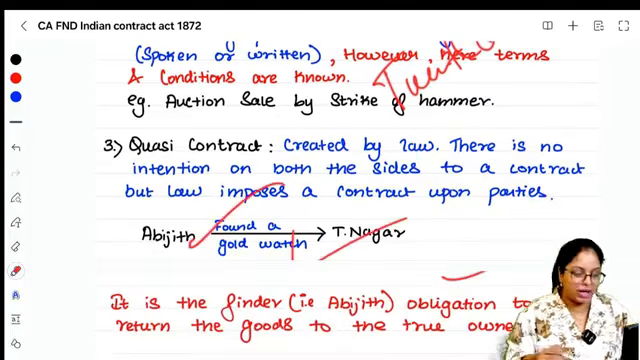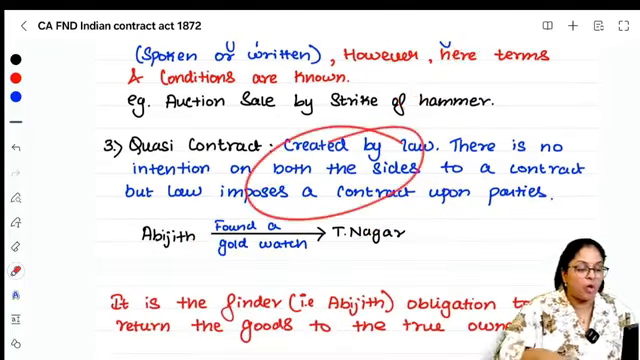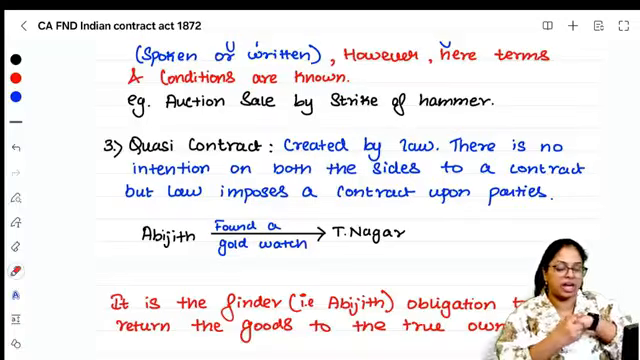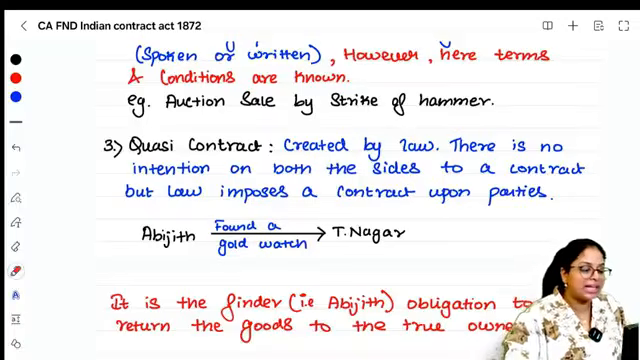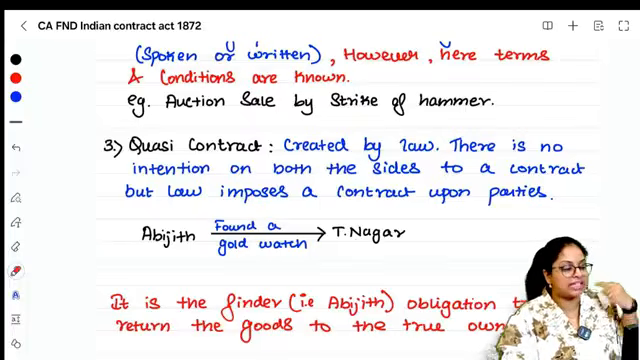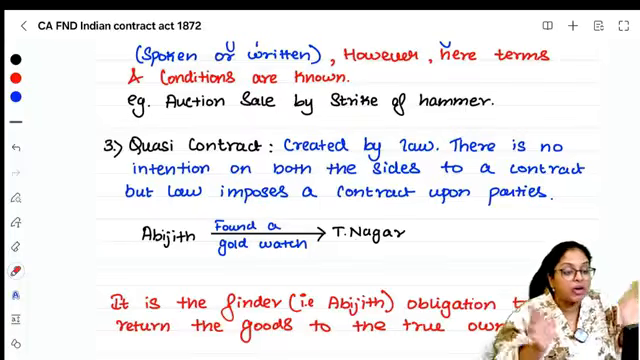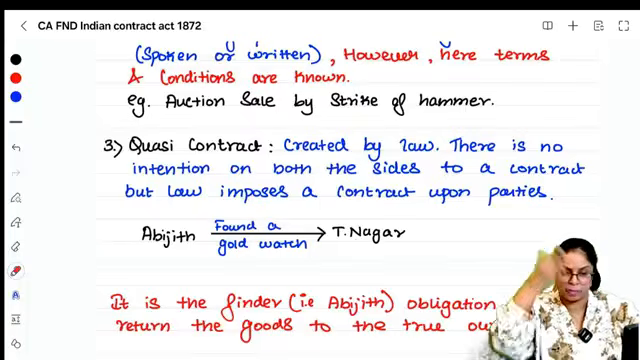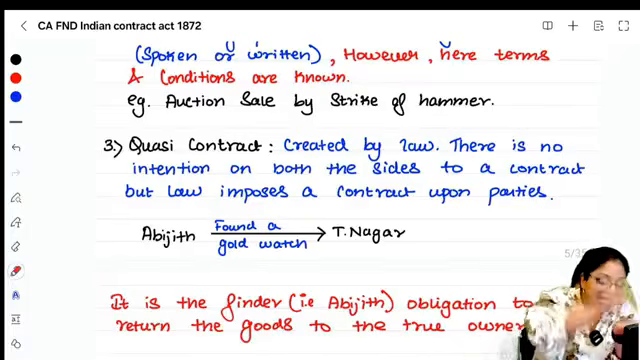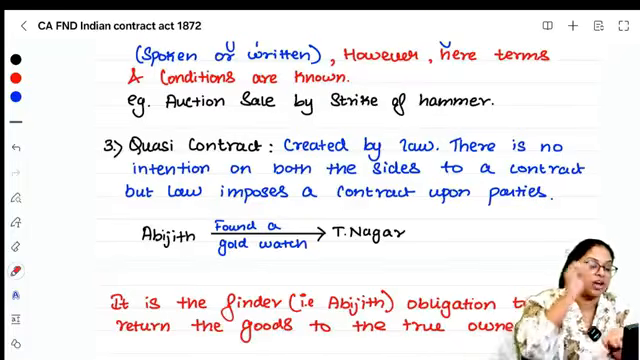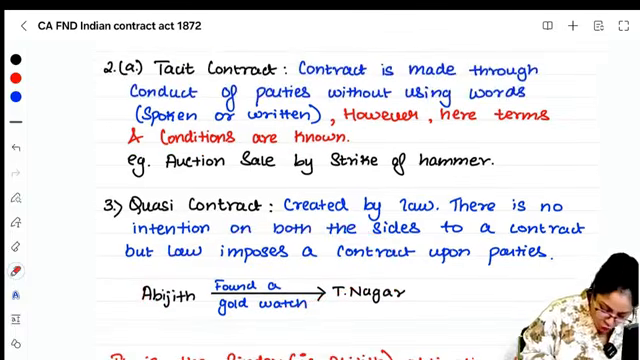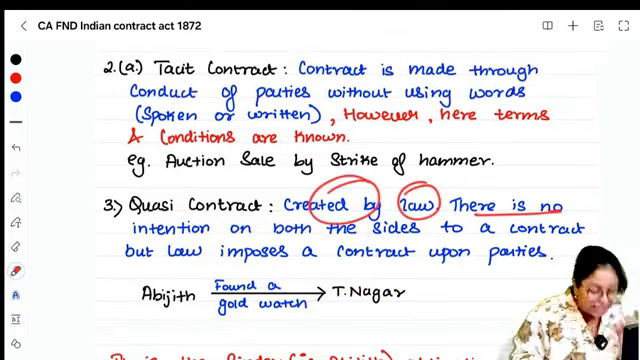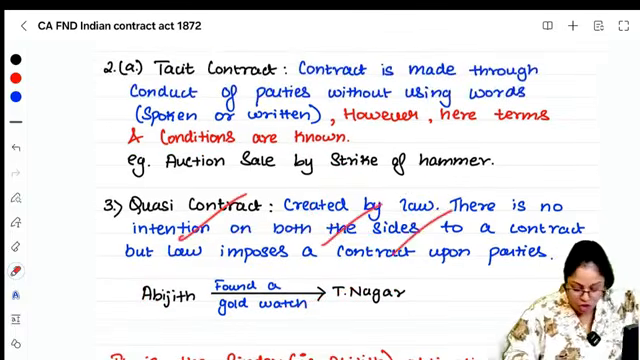Then quasi contract, which we have already studied in detail. What does quasi mean? Very good, Prashika. It is created by law. It is not created by you and me. We don't say, hey, if your watch is lost, I will find it and give it to you. We don't agree. There is no offer, no acceptance, no consideration. Still it is a contract because it is created by law. Quasi contracts are created by law. There is no intention on both sides.